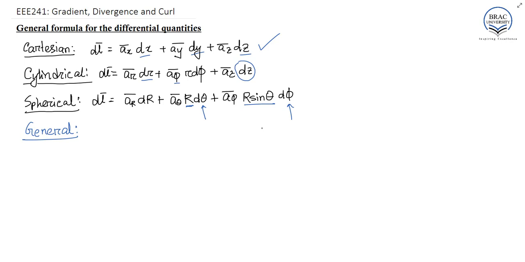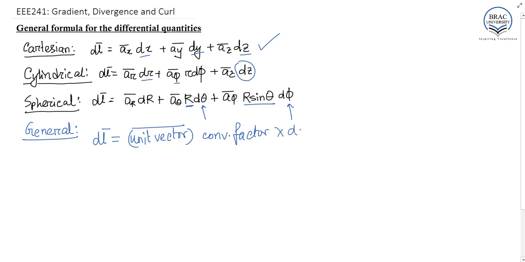All right. So if we write down the general formula from this, we can write dl for any coordinate system as a unit vector, a conversion factor, times d variable, right? So this would be the general formula of a differential quantity in any coordinate system, and depending on the coordinate system you're using, the conversion factors will change.